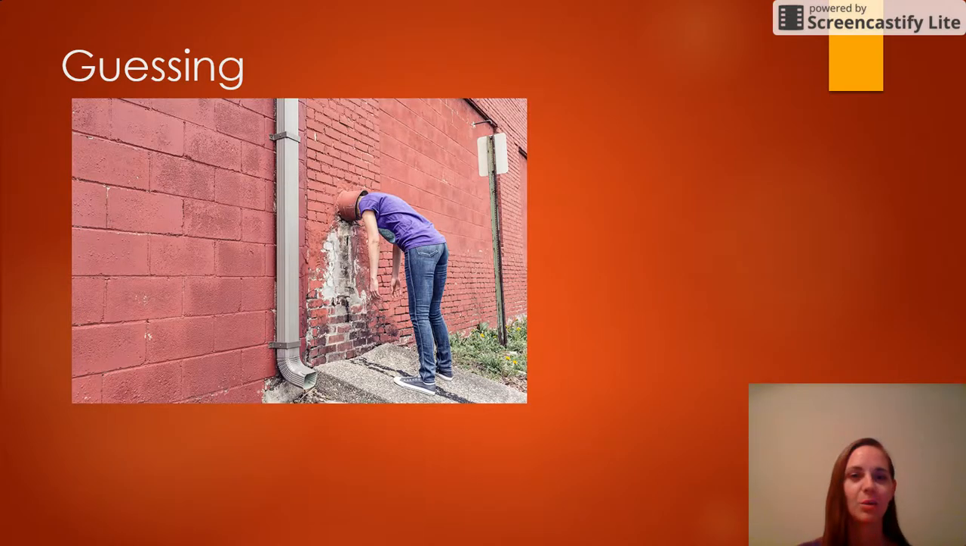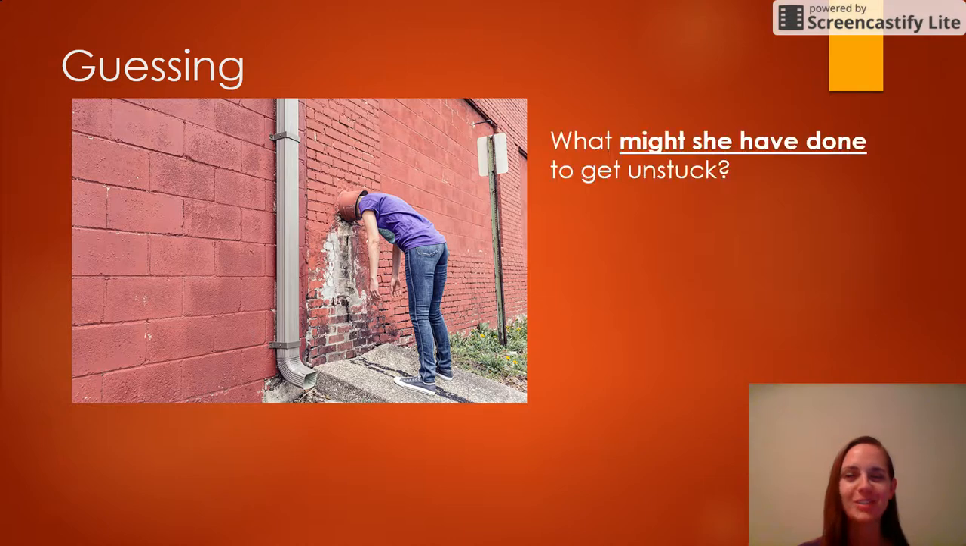So first we're going to take a look at those involved with guessing. What past modals can I use? Well, here's a photo for you. Think about this question. What might she have done to get unstuck? You notice even the question has that past form. So what do you think? What might she have done to get unstuck?